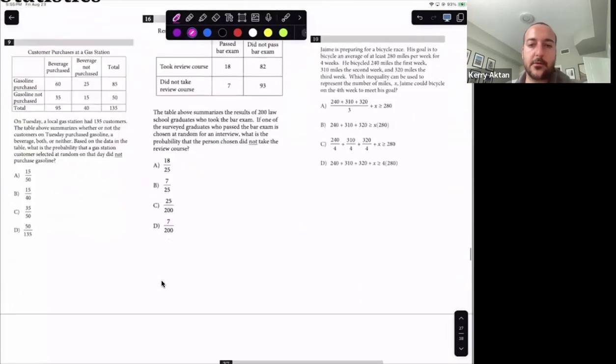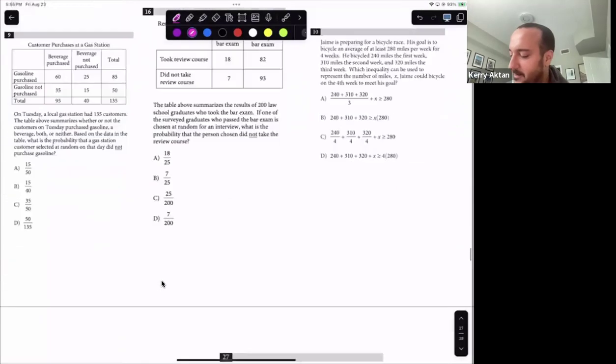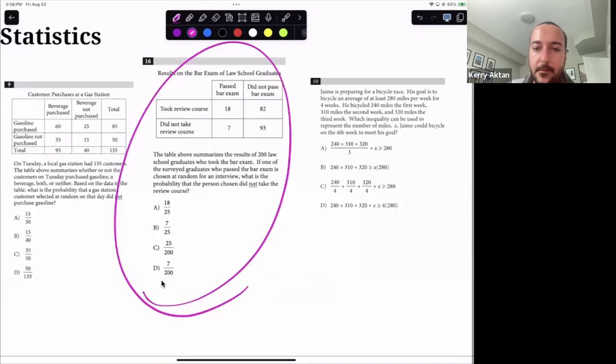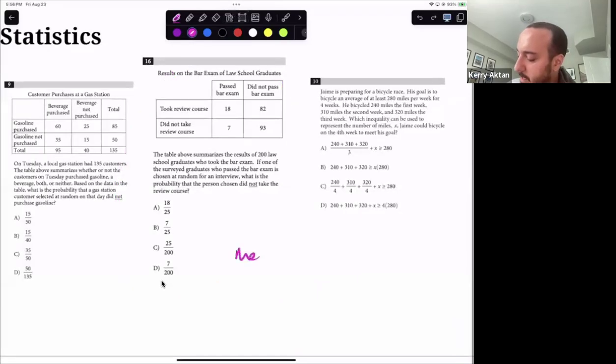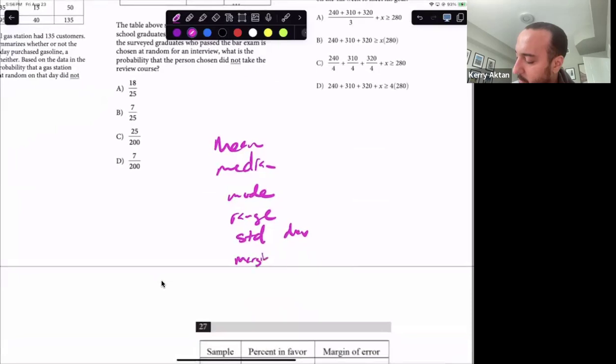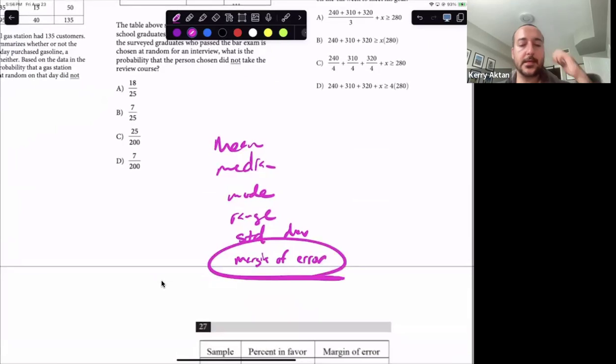All right. Let's come down to statistics. I don't know what you're doing, Tiago. We'll try together. But yeah, statistics are super important. Remember, they can test a few different things. They can test probability, mean, median, mode, range, standard deviation. And actually another thing they could test is margin of error. I've only heard of it on one of these digital tests, so it's not probably common, but it can be tested.